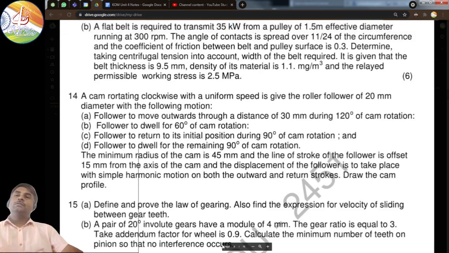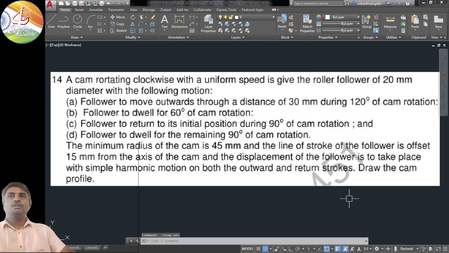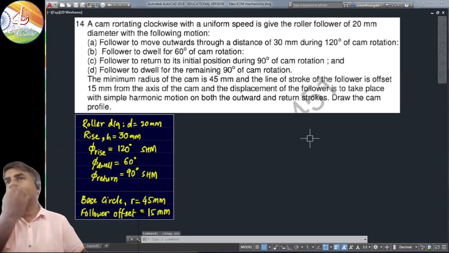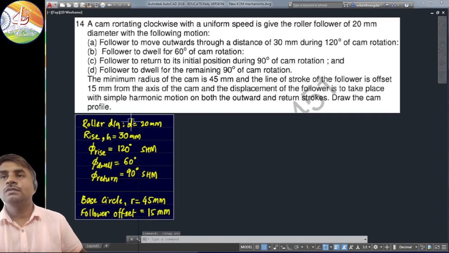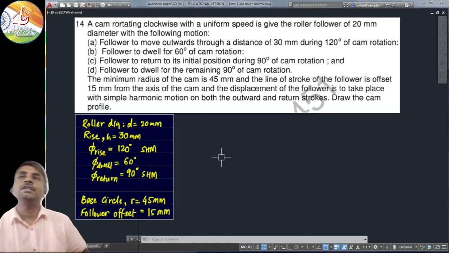So without much ado, let's begin. Here I have copy pasted this particular question into AutoCAD, and I'll be using AutoCAD to solve this problem, explaining the use of different instruments as we go by. If you want, you can just pause the video and take a look at the question. Here I have noted down all the given values from the question, and we are just supposed to draw the cam profile.